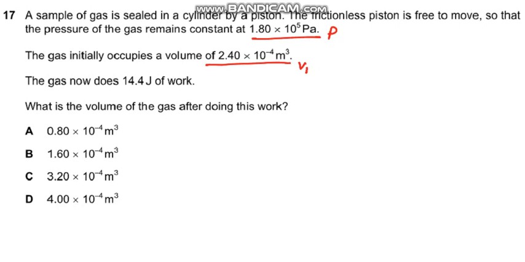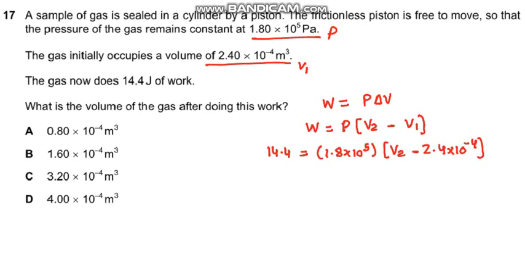What we can do, as the gas is expanding, is apply the formula: work done equals pressure times change in volume. Work done equals pressure times (V2, the volume after expanding, minus V1, initially). Let's plug in the values. So V2 from here becomes 3.2 × 10^-4. So C is the appropriate answer.